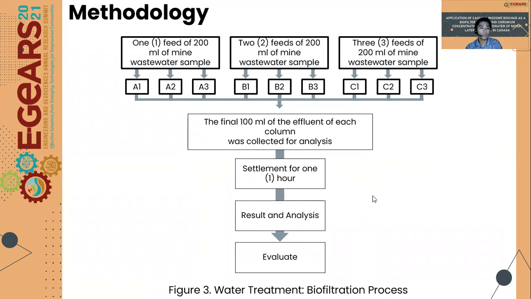In this figure, we used different numbers of cycles. One feed for columns A1, A2, and A3. Then two feeds for columns B1, B2, and B3. And then three cycles for C1, C2, and C3. The final 100 ml of the effluent of each column was collected for analysis. We also have here the settlement for 1 hour, results and analysis, and then evaluation of the results.